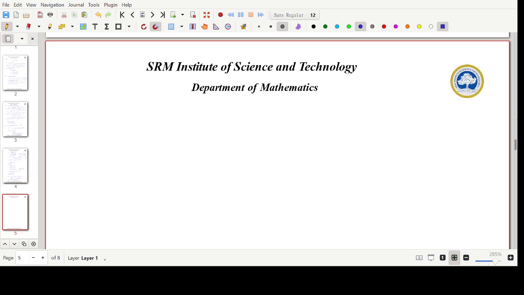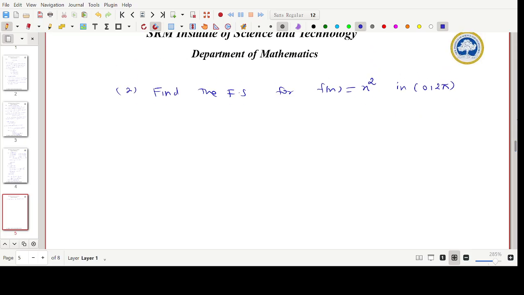Likewise, the second question is to find the Fourier series for the function f of x is equal to x square in the interval 0, 2 pi. The same method, only the function includes x square. And suppose I am substituting f of x is equal to x cube in the interval 0, 2 pi. And third question. And fourth question, how to find the Fourier series for the function e to the power minus x in the interval 0, 2 pi.